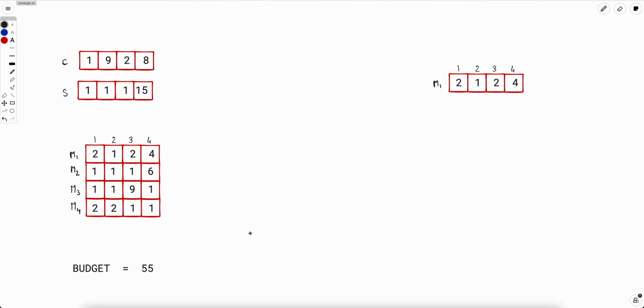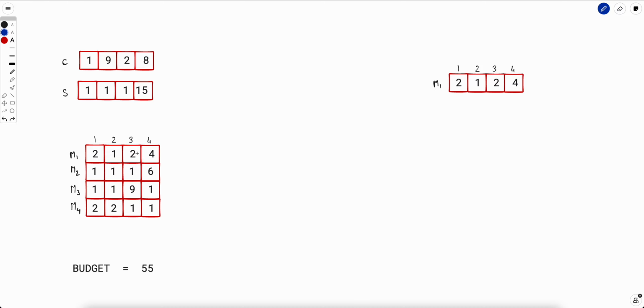Now how to solve this? As always, I would encourage you to at least try the brute force solution by yourself before moving forward. So let's first look at the brute force solution itself. First of all, there are 4 machines, M1, M2, M3, M4. There are 4 metals as well, and we have been given the cost of each of the metals, and the initial stock that we have for each of the metals. Now we have a budget of 55 coins, and we have to use these 55 coins to create as many alloys as possible.